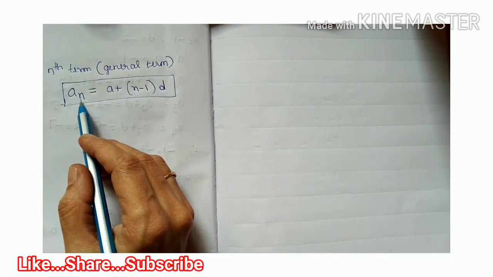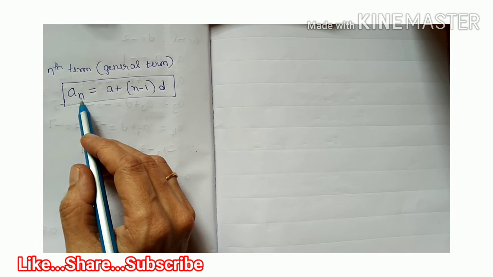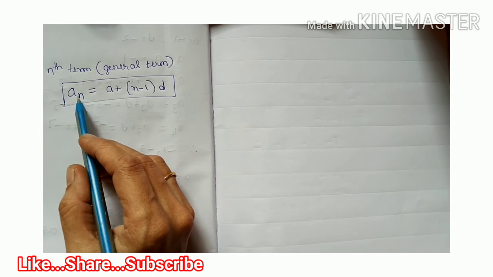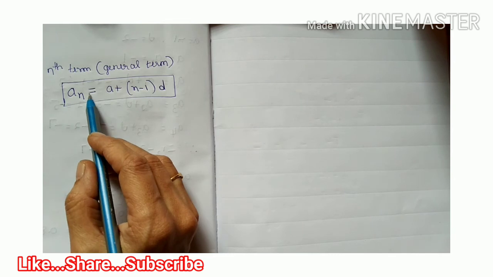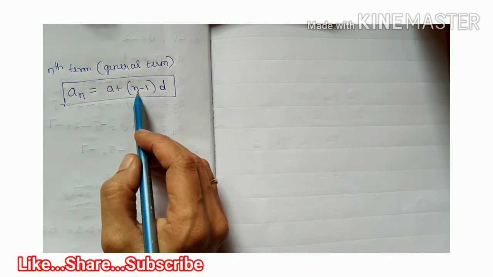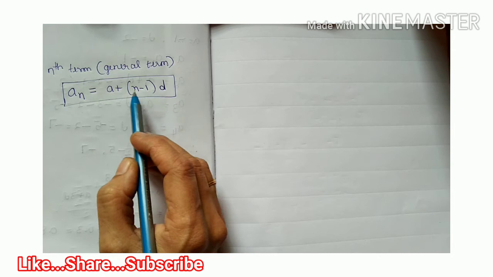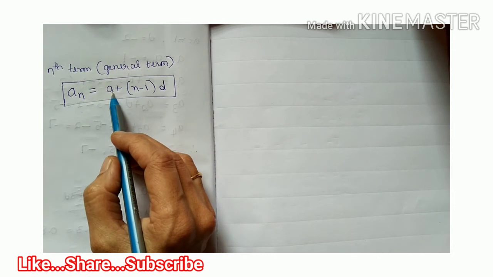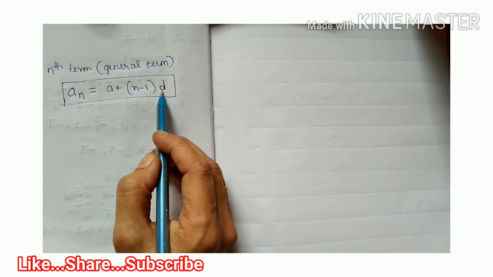Nth term of AP or general term of AP, sometimes also called the last term of AP, denoted by l. Nth term of AP, an is equal to a plus n minus 1 into d. Here a is the first term, d is the common difference.